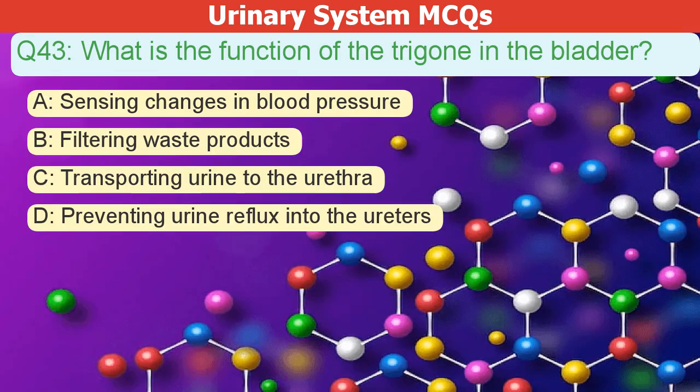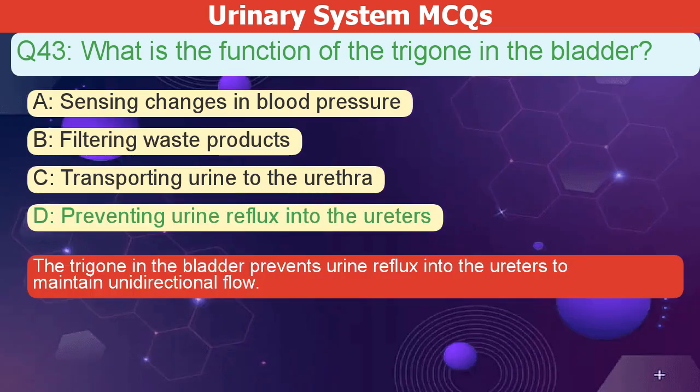What is the function of the trigone in the bladder? A. Sensing changes in blood pressure. B. Filtering waste products. C. Transporting urine to the urethra. D. Preventing urine reflux into the ureters. The correct answer is D. The trigone in the bladder prevents urine reflux into the ureters to maintain unidirectional flow.